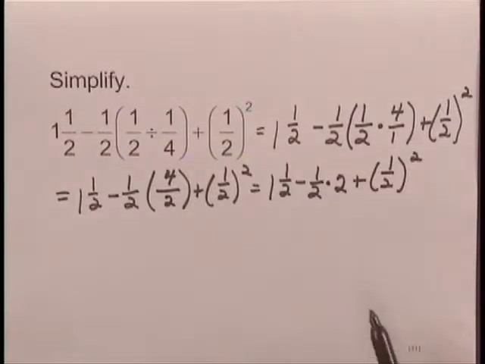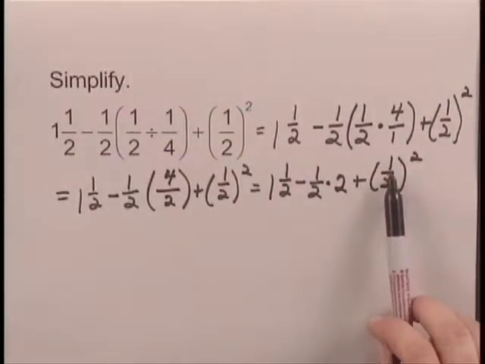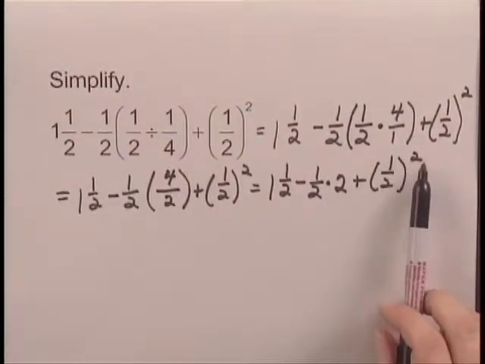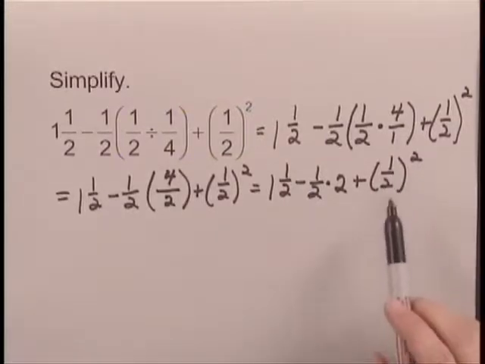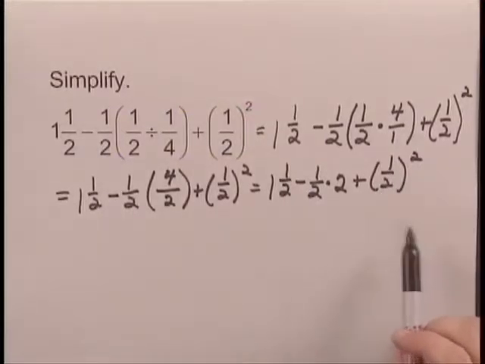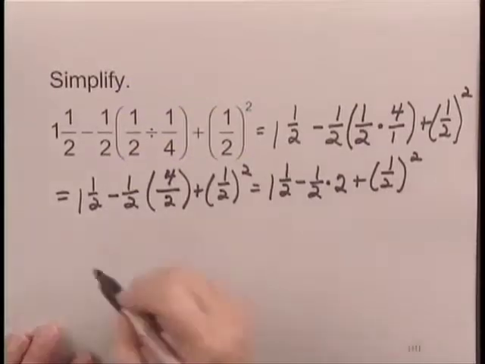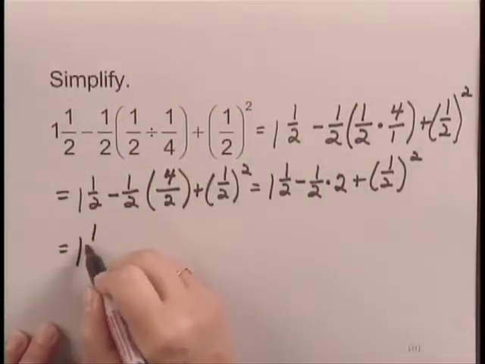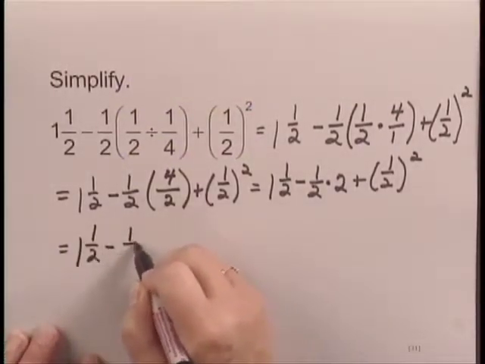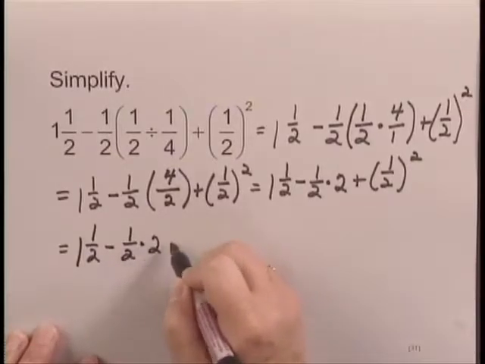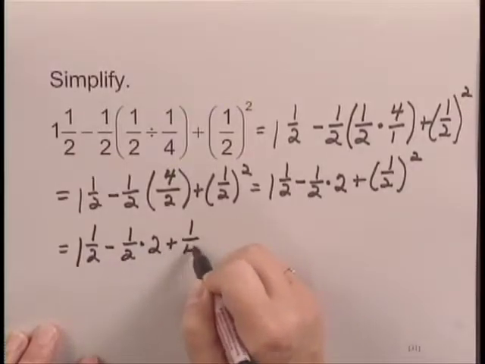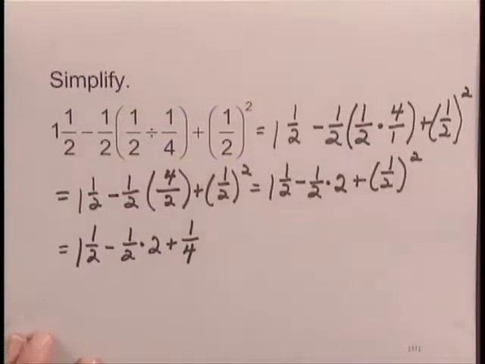The next step that I'm going to do is to evaluate this exponential expression 1/2 squared. 1/2 squared is 1/2 times 1/2, or 1/4. So I can write 1 and 1/2 minus 1/2 times 2 plus 1/4. Now I no longer have any operations within parentheses. I no longer have any exponential expressions.